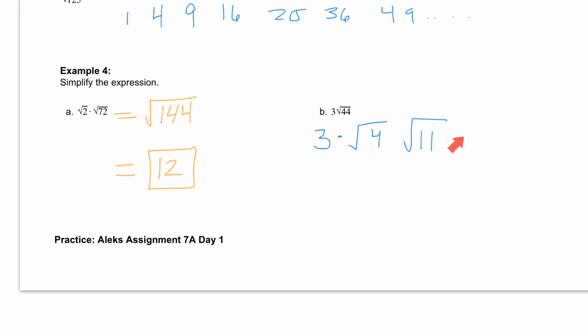One of these has to be a perfect square, and it turns out that the square root of 4 is a perfect square. And the square root of 4 is just 2. So we have 3 times, we're evaluating the square root of 4, which is just 2, and then we still have our square root of 11. Since these two numbers are on the outside together, we can multiply them. 3 times 2 gives us 6 times the square root of 11.